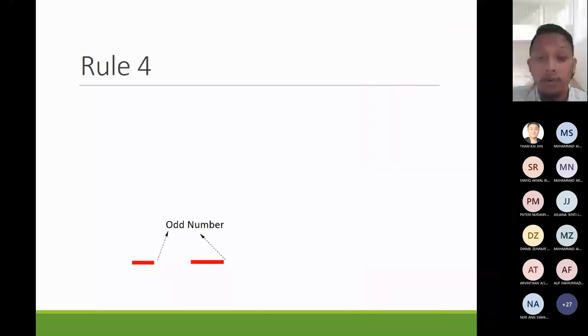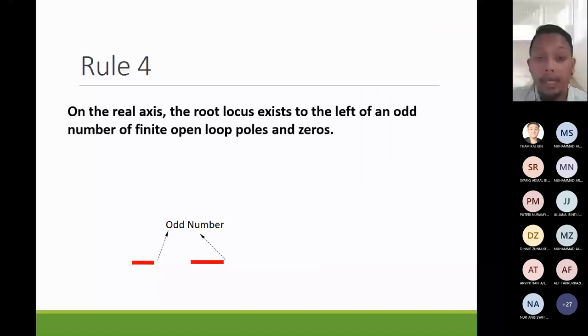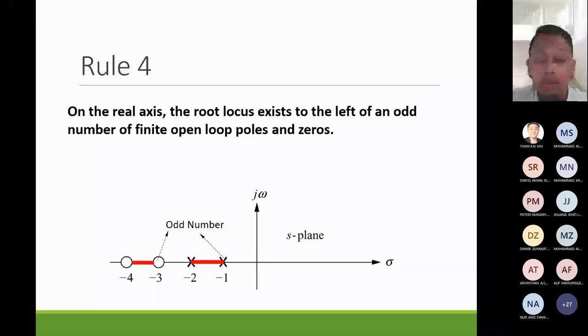And then rule number 4 is slightly complicated. So on the real axis, the root locus exists to the left of an odd number of finite open loop poles and zeros. Okay, so this needs a bit of calculating, okay? Calculating by hand lah. Maksudnya tak perlu tulis tangan pun tak apa.